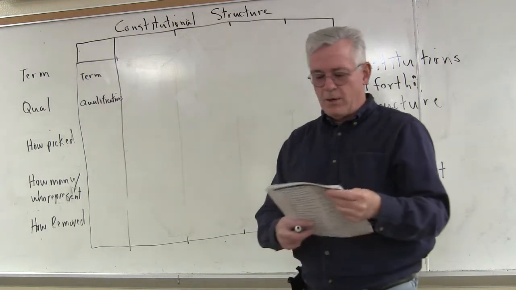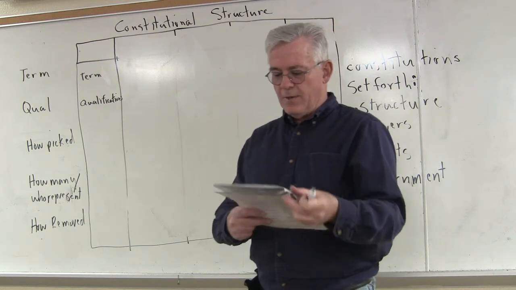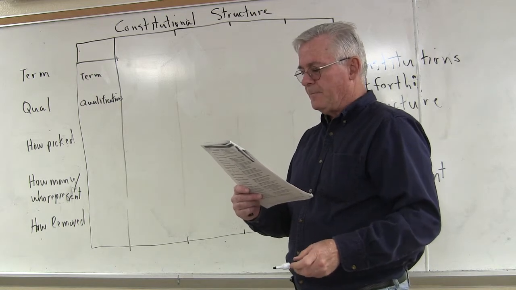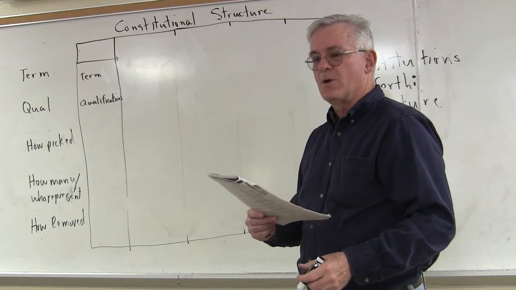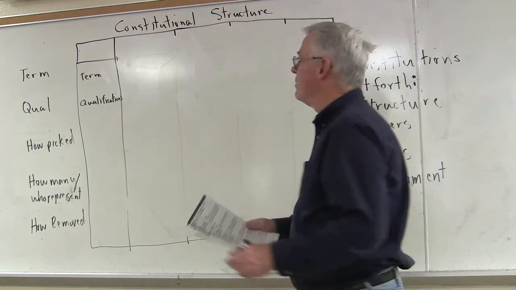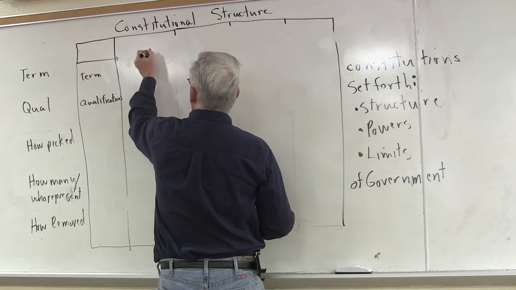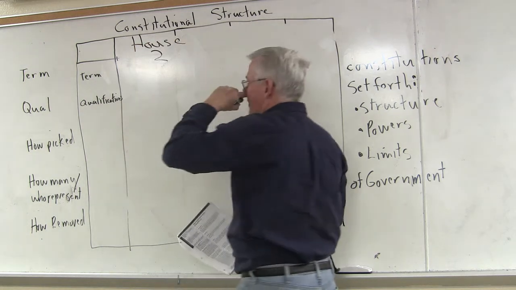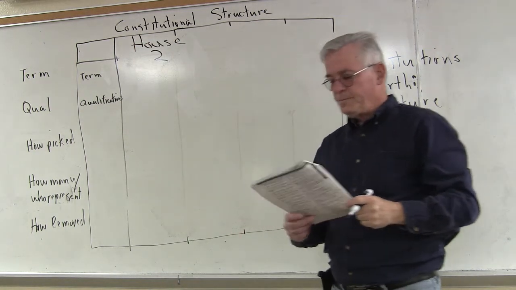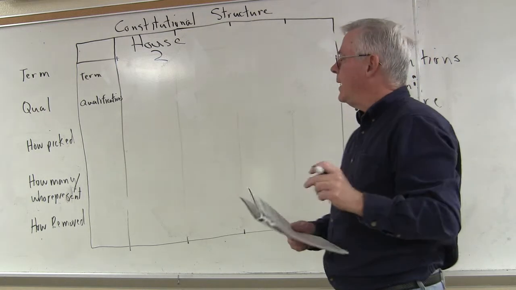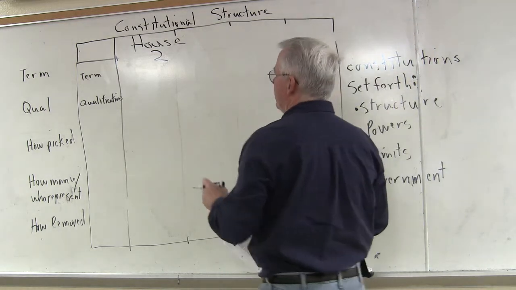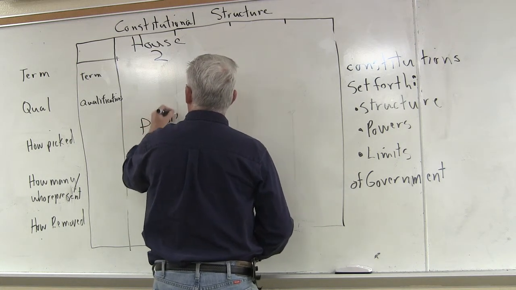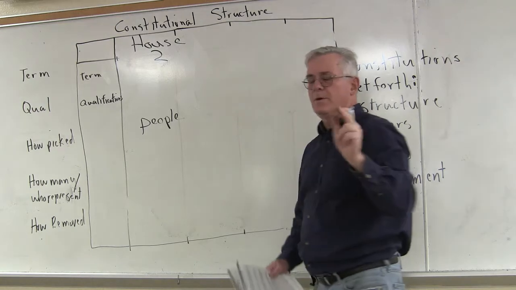All right, let's start filling out our chart. The House of Representatives shall be composed of members chosen every second year by the people. So, what's their term? How long do they serve? Their term is 2 years. This is the House, 2 years. Who are they chosen by? How are they picked? They are picked by the people. Leave some space here because we're going to expand upon that.